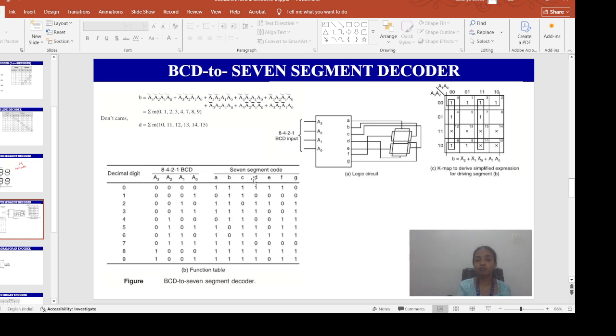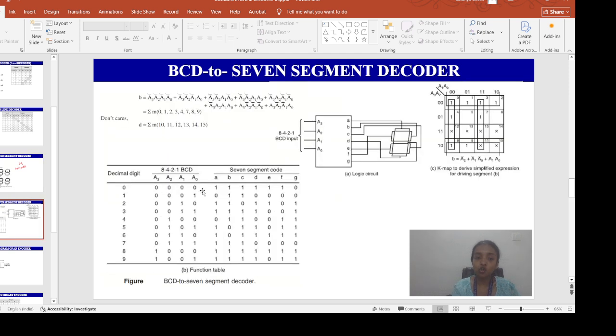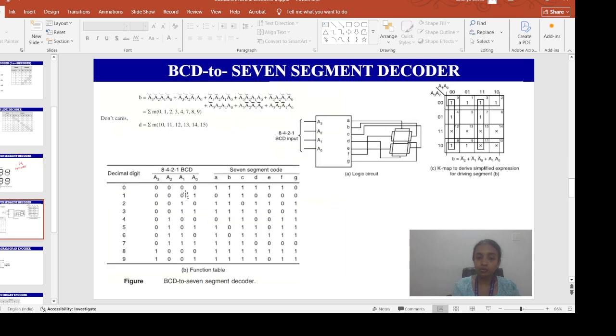Now these are my BCD inputs. These are my 7 segment outputs. So starting from A to G, all the alphabets we have to write. Then in order to glow the 0, all these except G should be 1, right? That is what you are supposed to write here.